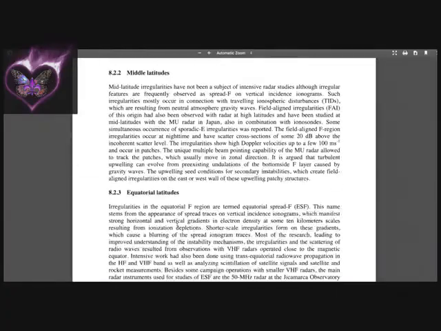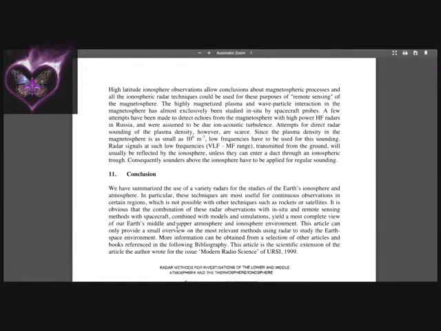Okay, let's just do conclusions. We summarize the use of a variety of radars for the studies of the Earth's ionosphere and atmosphere. In particular, these techniques are most useful for continuous observations in certain regions, which is not possible with other techniques such as rockets or satellites. It is obvious that the combination of these radar observations with in situ and remote sensing methods with spacecraft, combined with models and simulations, yield the most complete view of our Earth's middle and upper atmosphere and ionosphere environment. This article can only provide a small review of the most relevant methods using radar to study the Earth's.